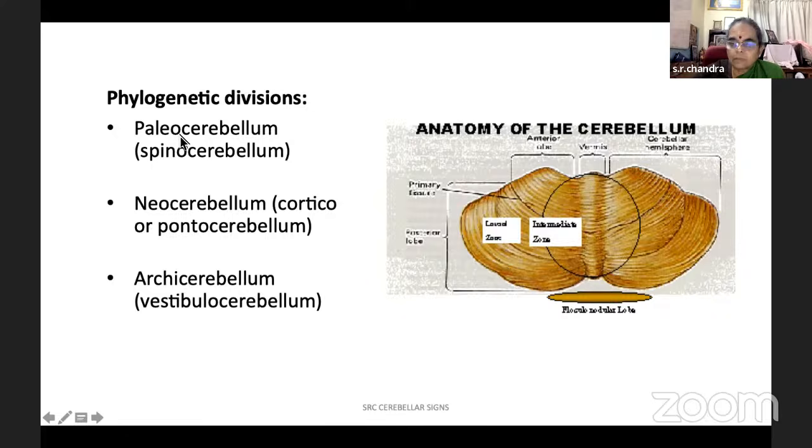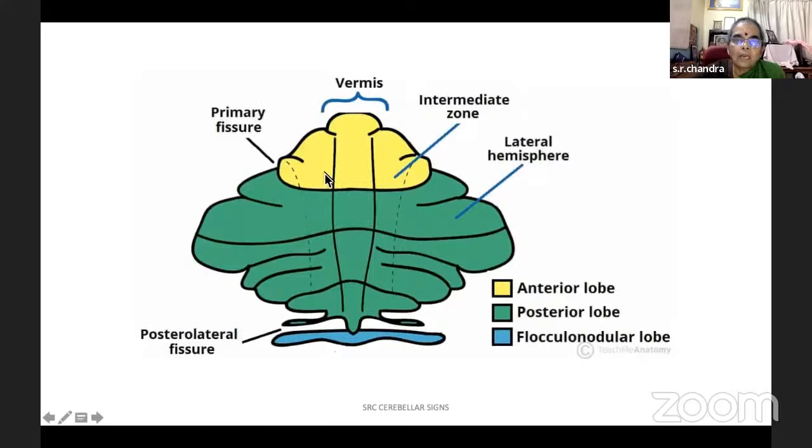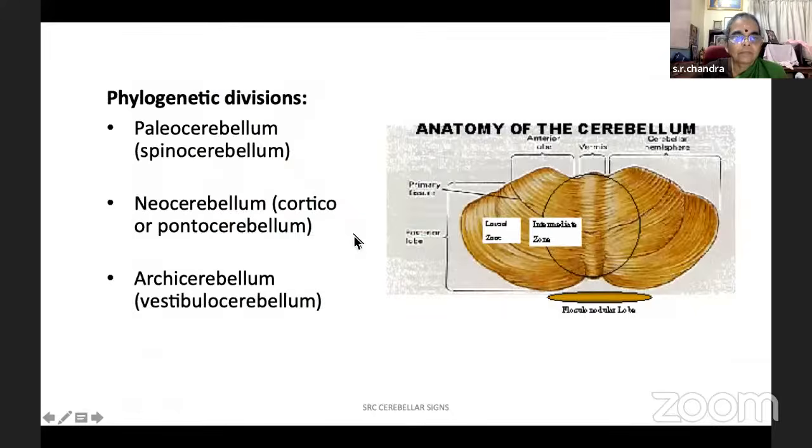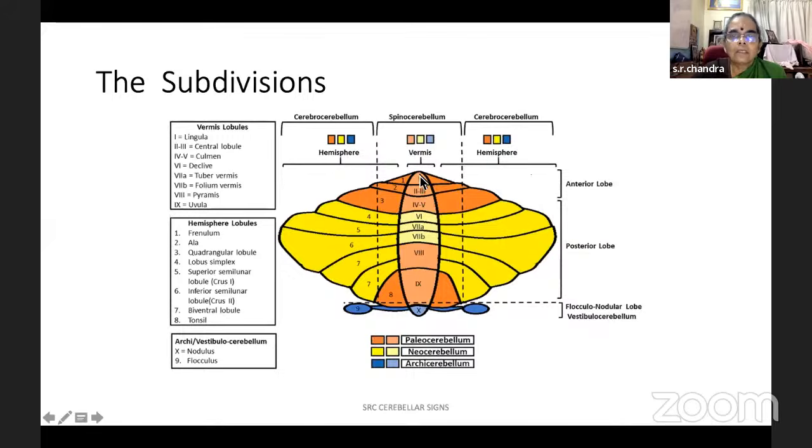Anteriorly, as we have seen in the previous picture, this is otherwise called paleocerebellum. This is neocerebellum and this is archicerebellum. Paleocerebellum is for gait, archicerebellum is for posture, and neocerebellum is for all fine movements. And then it has so many subdivisions.